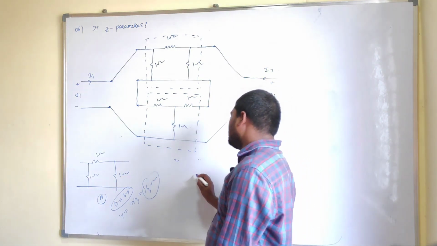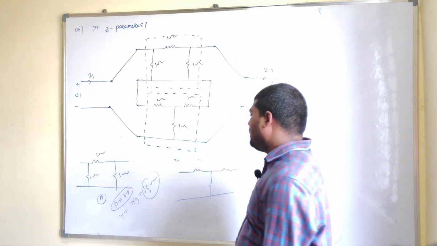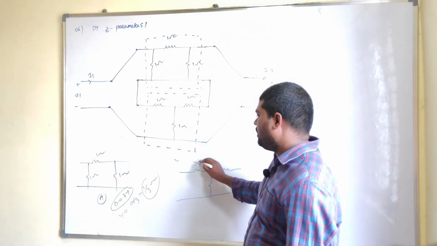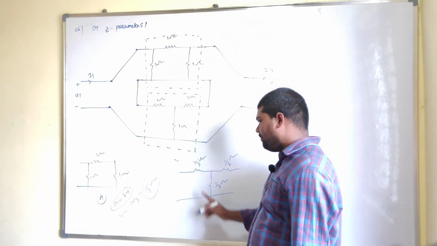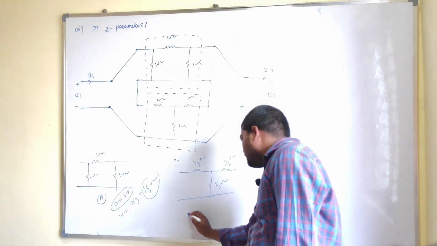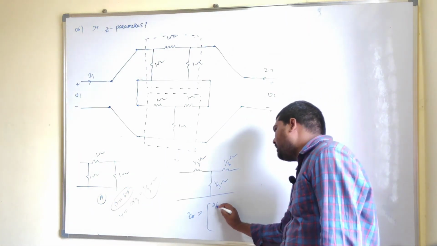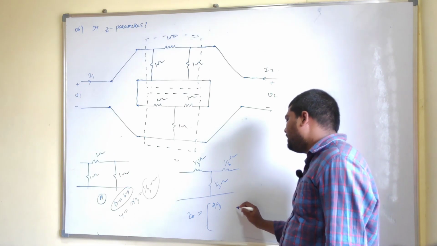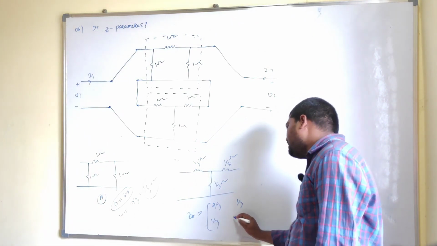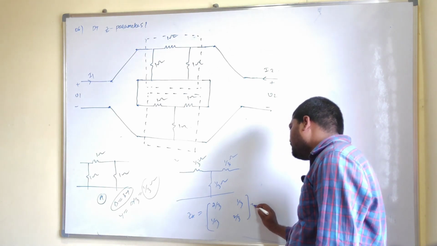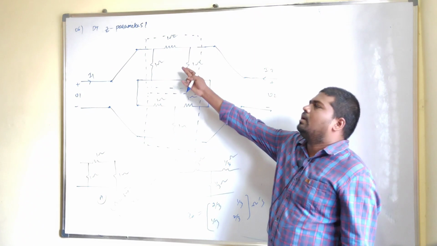So now the network is this: 1 by 3 ohms, 1 by 3 ohms, 1 by 3 ohms. For this network, the Z parameters: ZA plus ZC equals 1 by 3 plus 1 by 3, that is 2 by 3; ZC is 1 by 3; ZC is 1 by 3; and ZC plus ZB is 2 by 3 ohms. This is your Z parameter matrix for network A.